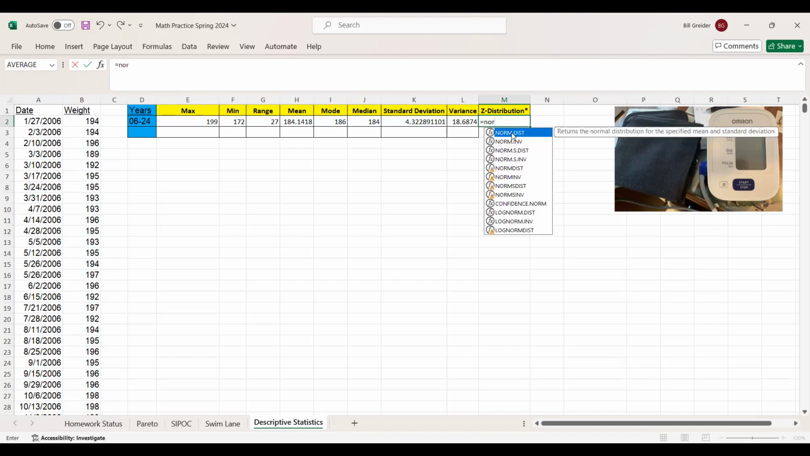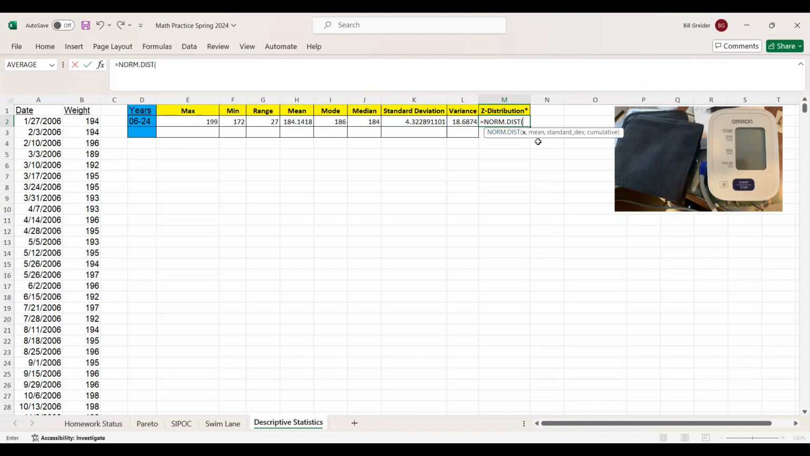It says normal distribution. And then it's asking me for a bunch of stuff: X, mean, standard deviation, and then it asks me a question at the end. So let me go through it. First thing is X. So I'm going to grab that first piece of data, 194, comma. It's asking me for the mean, which I have right here, 184, comma. It's asking me for standard deviation, which is right here, comma. And then probability mass function, for now, because we're going to get into it in a few weeks, just hit false.